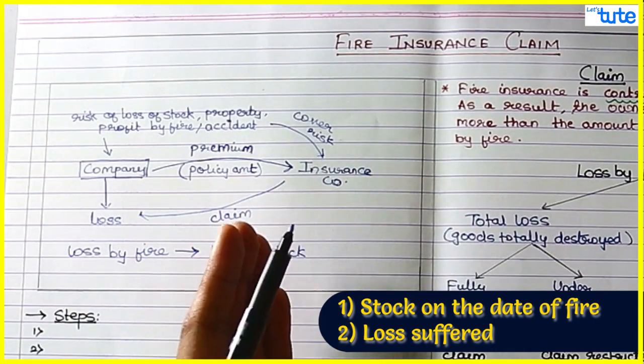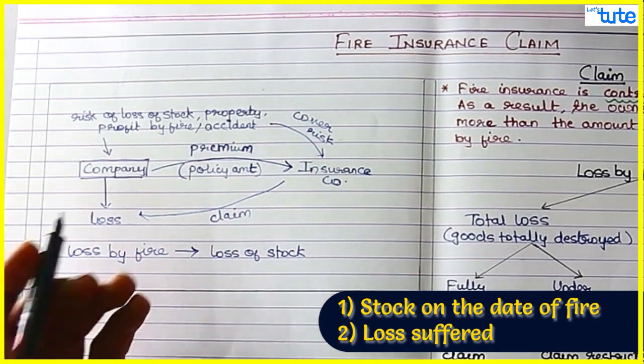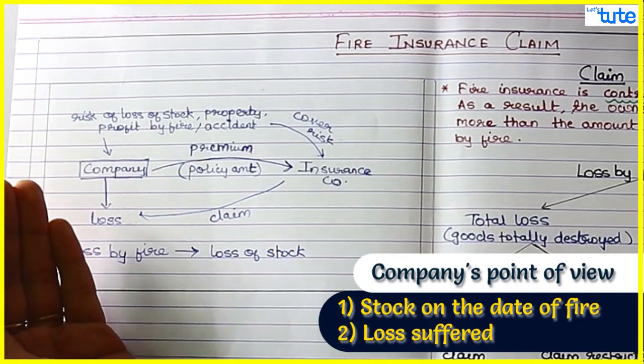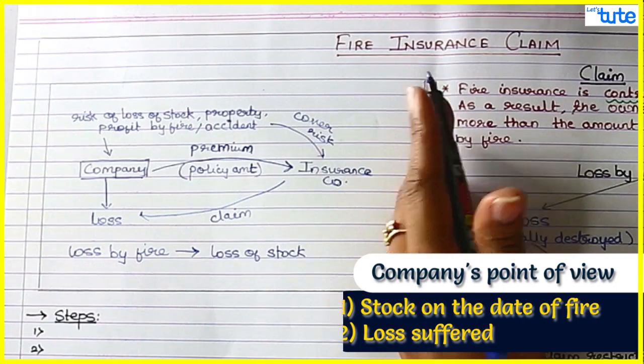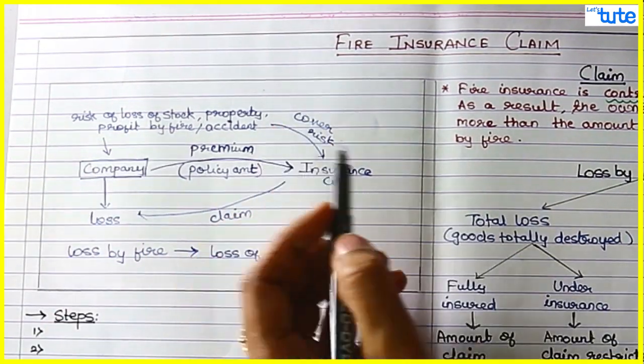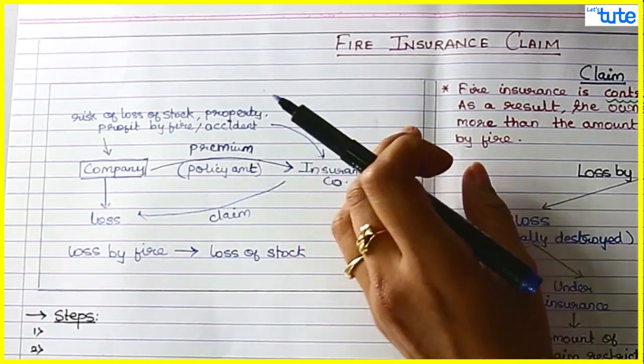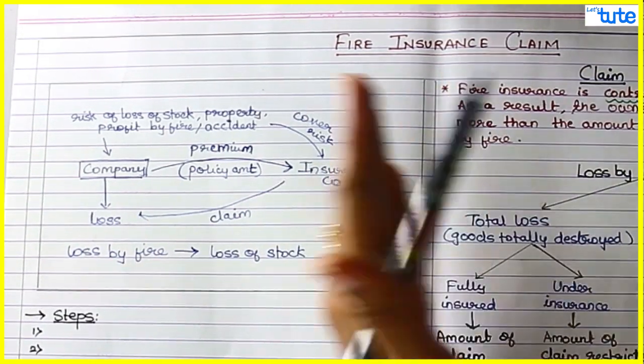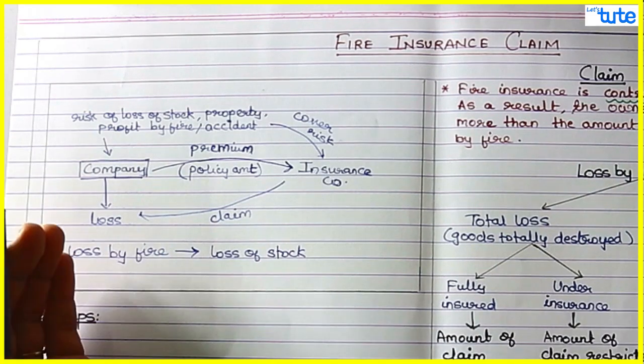So in this chapter, we are going to do all the accounting from the viewpoint of the company. We are going to calculate the claim from the viewpoint of the company and not from the insurance company's viewpoint. Now once the company files a claim, then the insurance company does the survey and then pays the claim amount. But that we are not going to do. We are just going to see it from the company's viewpoint.